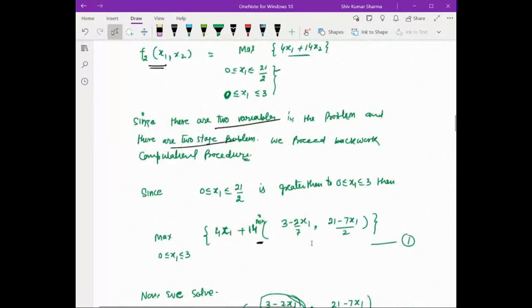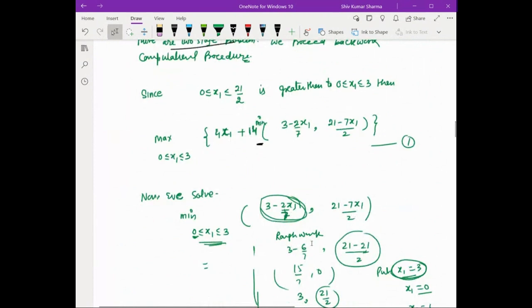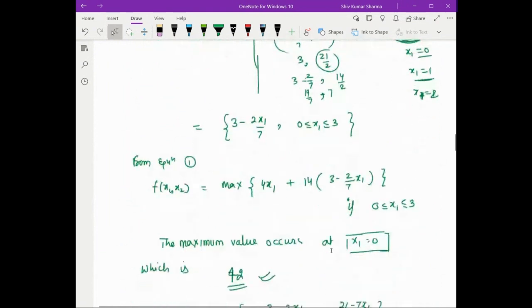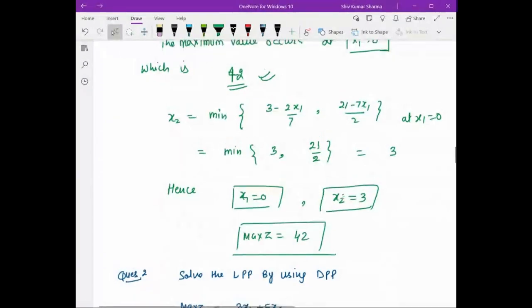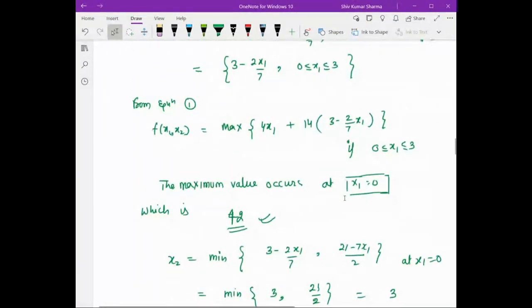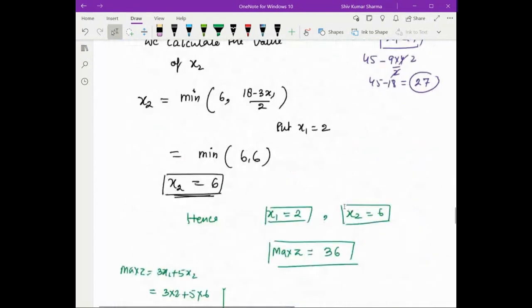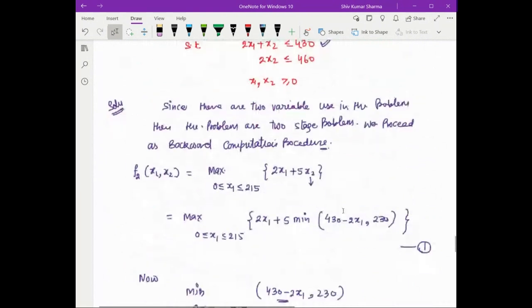Next problem. What is the value of x1? Just solve this problem: the value of x1, the value of x2, and maximum z. So a question can be asked in this form. You should practice all the questions.